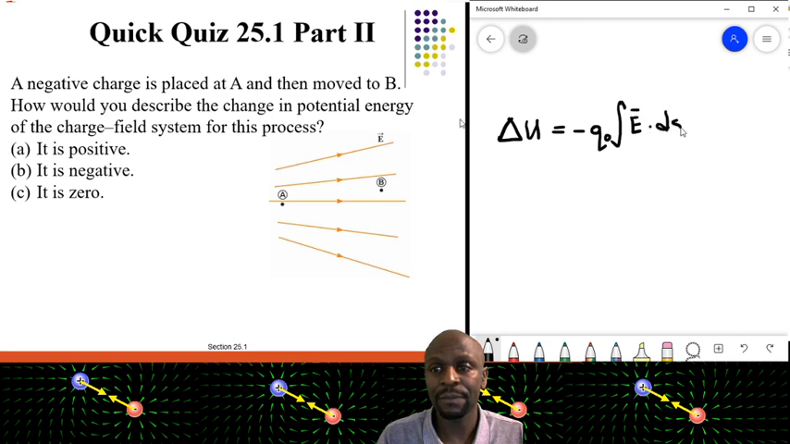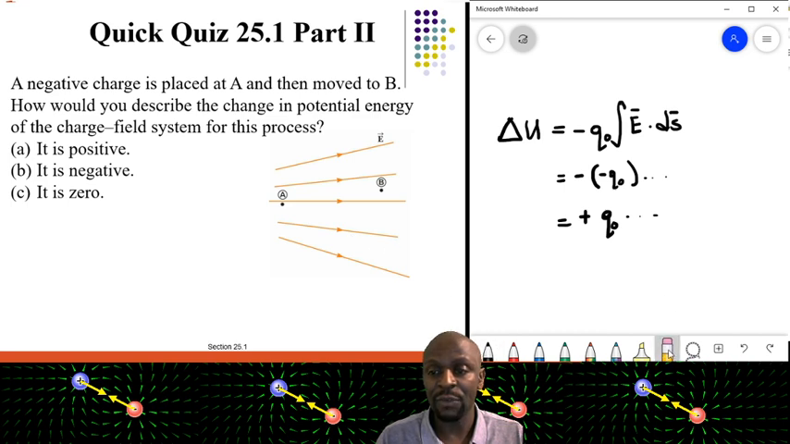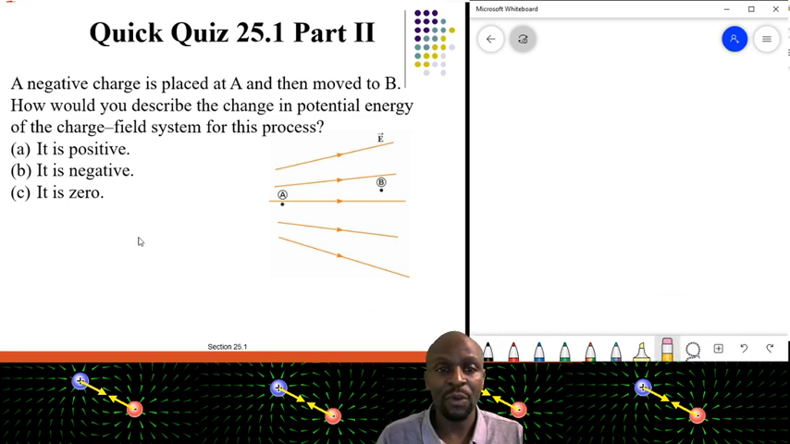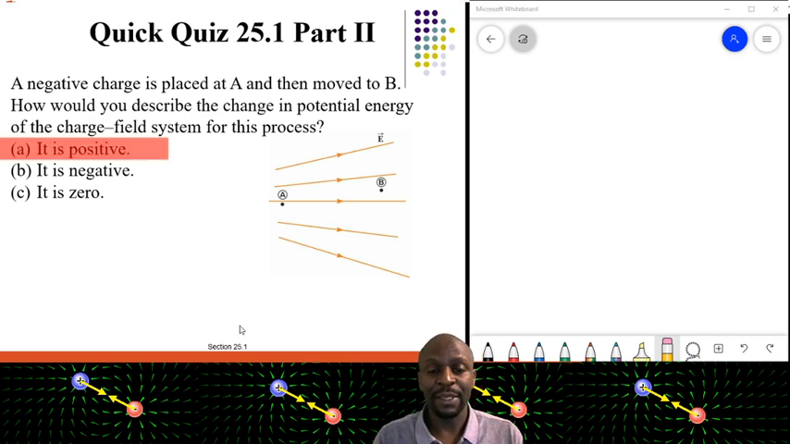dot ds. As we can quickly see, this negative is actually coming from the equation itself. You've got minus, and now the charge is negative in this case. Now you are going to have minus q naught, and then everything will just be the same. What I'm trying to say here is this is going to be negative multiplied by negative, then you will end up with positive, and then q naught and all other terms. So the answer which is correct for this quick quiz is then obviously number A.